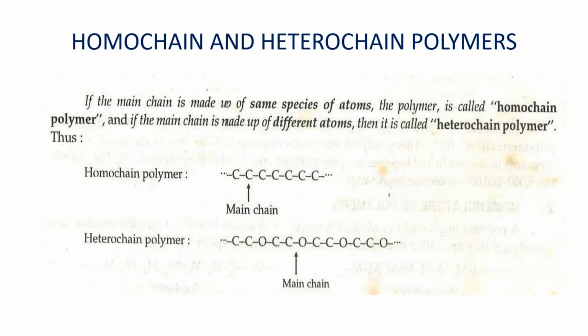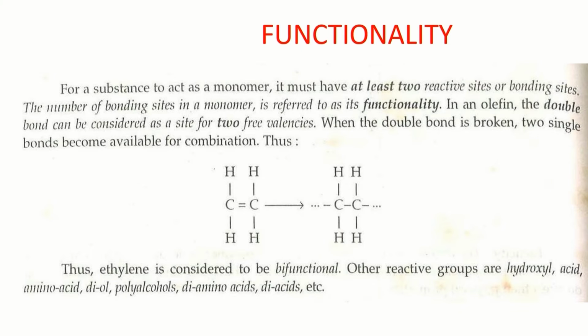If the main chain contains different types of atoms, it is called a hetero chain polymer. The best example is nylon 6,6. In nylon 6,6, the main chain contains carbon, carbon, nitrogen, oxygen like this, so it is called a hetero chain polymer. Next one is called functionality.